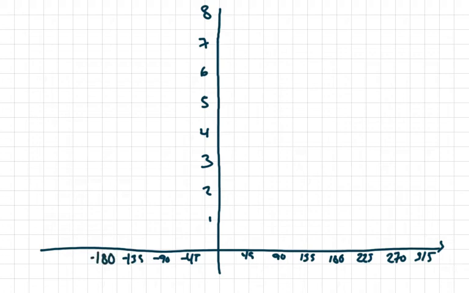All right, so we start at negative 90 and we go up to 8. Got a point there. Negative 45, 6. 0, 4. 45, 6. 90, 8. 135, 6. And 180, 4. And then we're going to connect these points with a smooth curve.